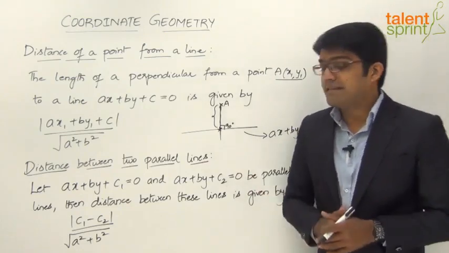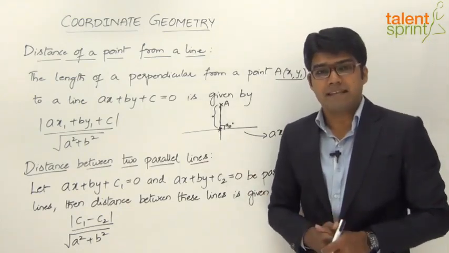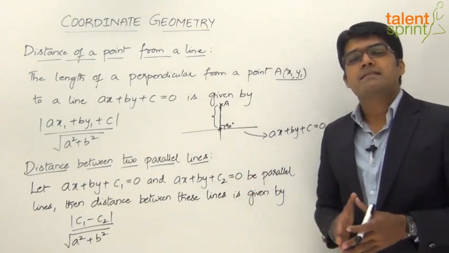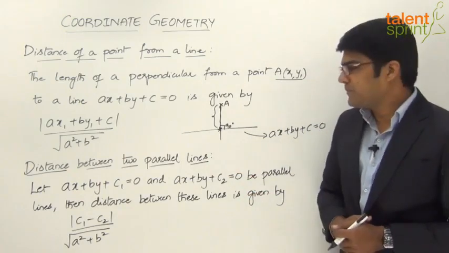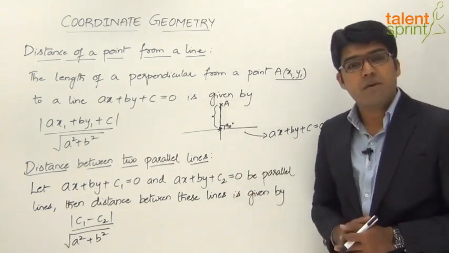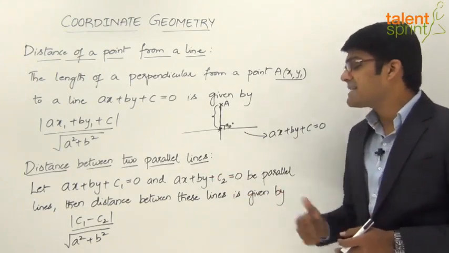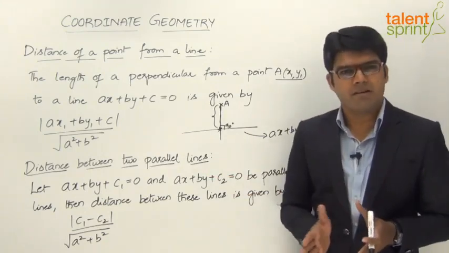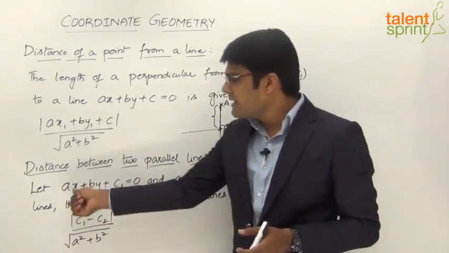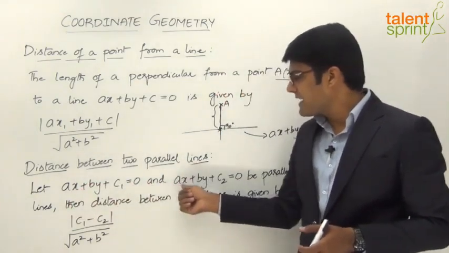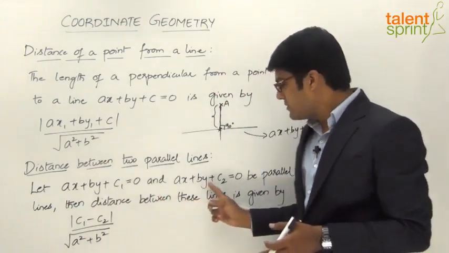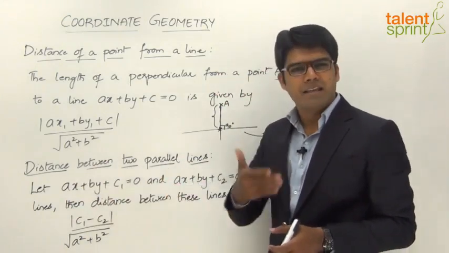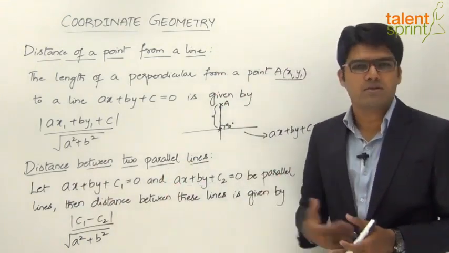The next one here is distance between two parallel lines. So let's see how do we get the distance between two lines that are parallel. So ax plus by plus c1 equal to 0 and ax plus by plus c2 equal to 0 are two parallel lines. Alright, obviously they are parallel because the ratio of coefficients of x, a by a, is equal to the ratio of coefficients of y, b by b. A by a equals 1, b by b equals 1.